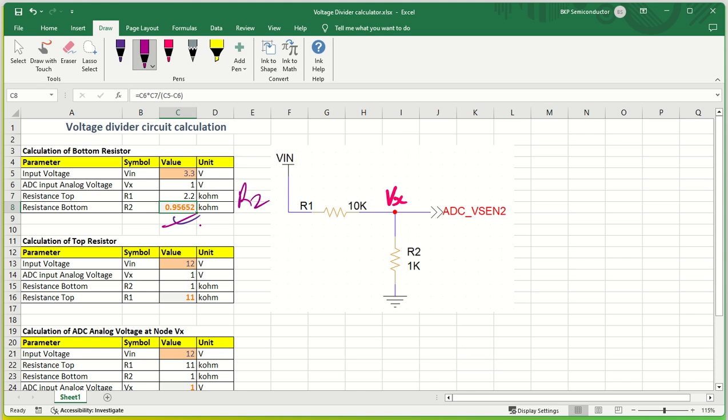So this is a calculation for R2. Let us say I want to calculate R1 in this. So what will happen?